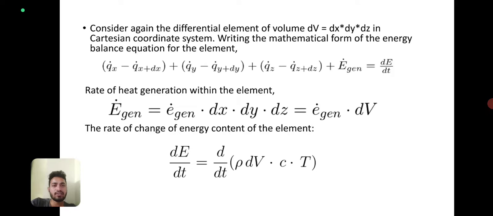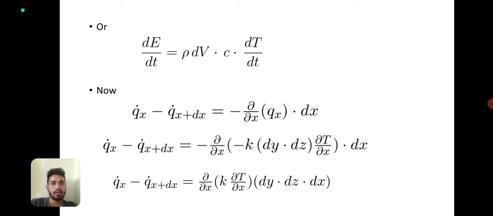Rate of heat generation within the element: E dot gen equal to E dot generation into dx into dy into dz, equal to E dot generation into dV. The rate of change of energy content of the element: dE by dt equal to d by dt of rho dV into C into T. Or we can write it as dE by dt equal to rho dV into C into dT by dt.